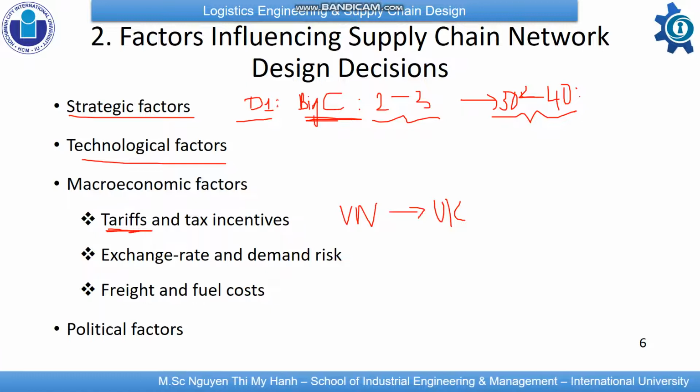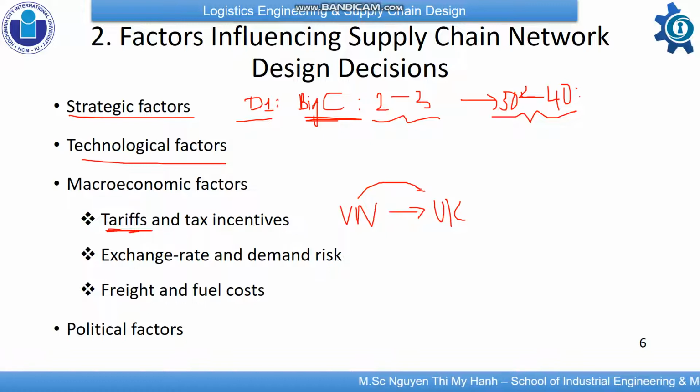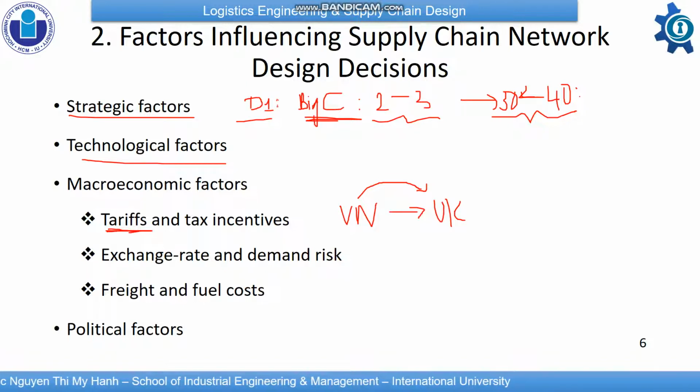If a country has a high tariff, companies will prefer, for example, if I want to export products from Vietnam to the UK but the tariff fee is very high, I will prefer to locate my manufacturing in the UK so that I can reduce the tariff fee.